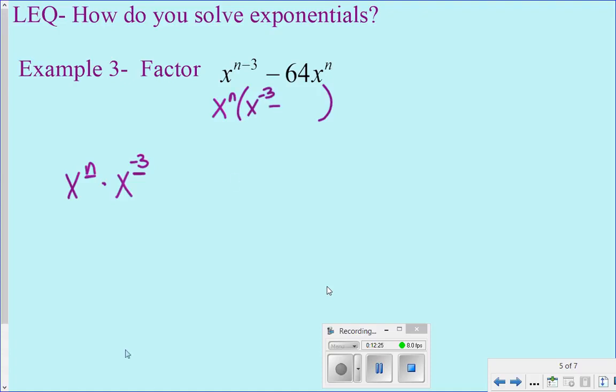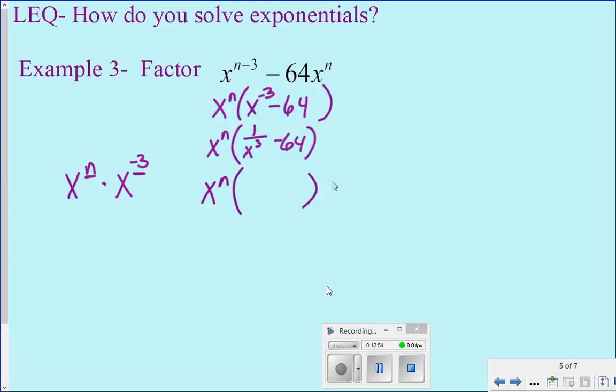Then there's a minus sign. X to the n times what is 64x to the n? I know that's 64. So I'm noticing a negative exponent, and we know we can't leave negative exponents. The negative exponent goes with just the x. So I'm just rewriting the x as 1 over x cubed, and then minus 64. Now I'm seeing two terms, a minus sign, and those terms are perfect cubes. So I'm realizing that's difference of cubes.